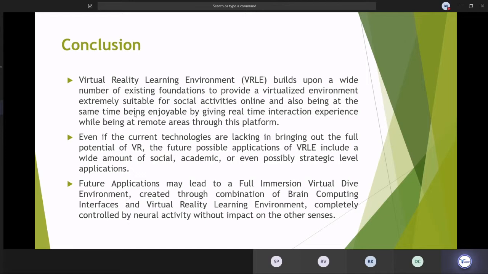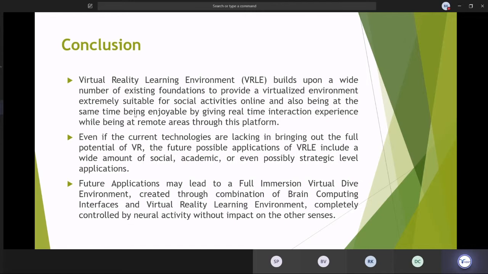In conclusion, we can define various points. Virtual reality learning environment builds upon a wide number of existing foundations to provide a virtualized environment which is extremely suitable for social activities online and is also at the same time very enjoyable by giving a real-time interaction experience to remote areas through this platform.